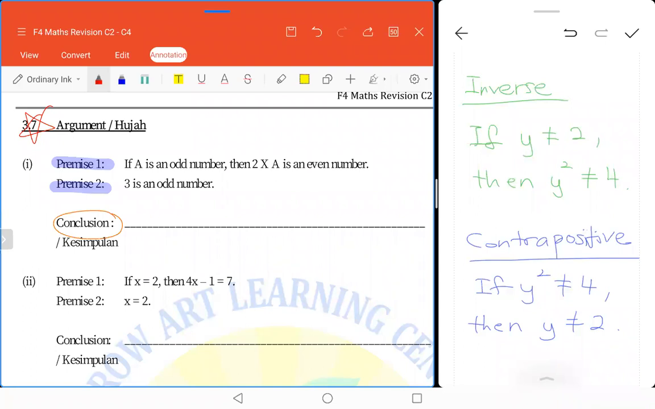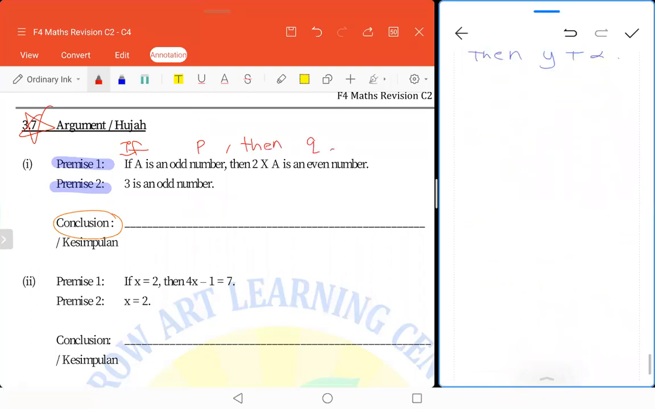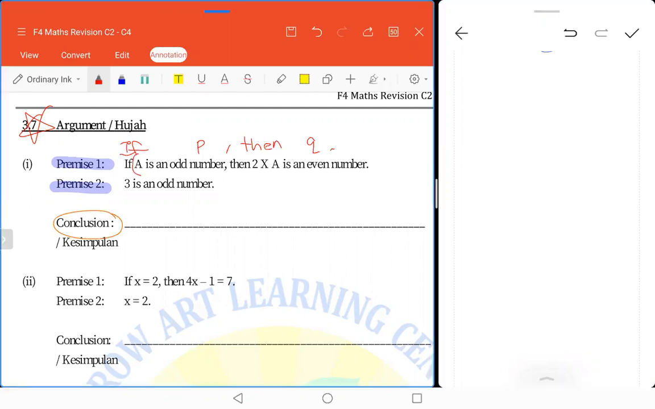So for premise 1, it will start with the implication sentence. Means if P then Q. For premise 1, surely it will be in this form. If P then Q. So you will have two short sentences. If A is an odd number, then 2 times A is an even number. You split it into two short sentences. If P, then Q.